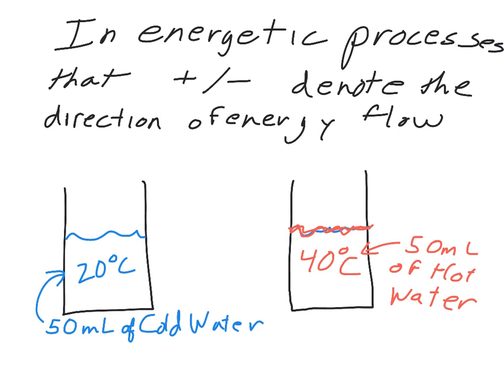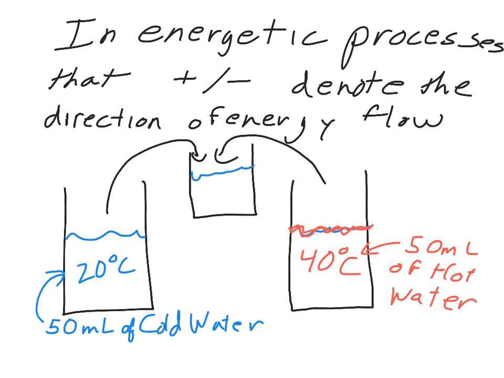Now, it doesn't take a rocket scientist to know what's going to happen when you mix these two waters together. If you took your cold water and poured it into a glass, and your hot water and poured it into the same glass, you'd wind up with 100 milliliters of water at 30 degrees Celsius. Common sense, right?